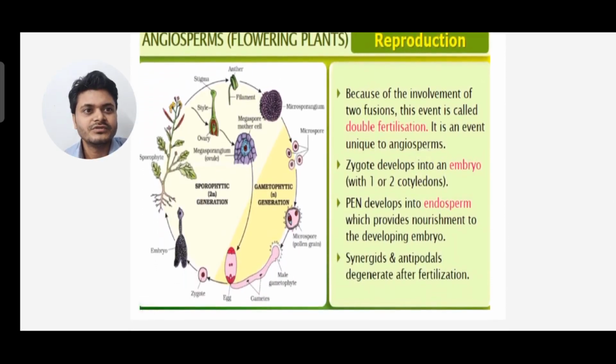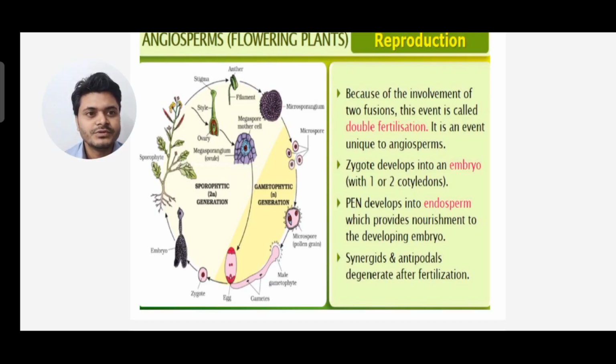Now you can see, because of the involvement of two fusions, this event is also called double fertilization, and it is an event unique to angiosperms. So this double fertilization event is present only in angiosperms. Here the zygote later develops into an embryo with one or two cotyledons.